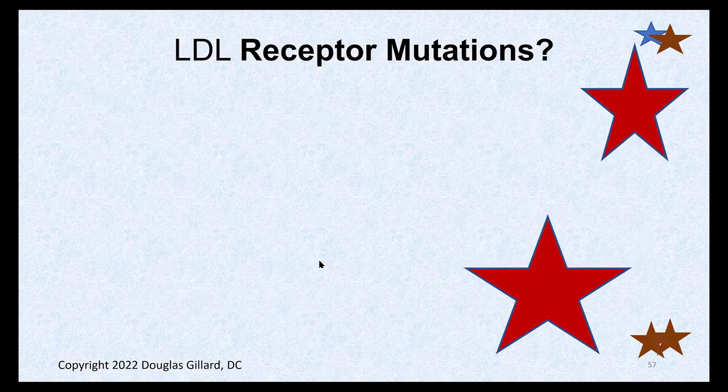What about a mutation? What if there's somebody in this room, there's probably two, three of you in this room right now, who have a slight mutation in the gene that makes these LDL receptors. And what if your LDL receptor isn't the greatest at grabbing LDL? What's your blood chemistry going to look like? How are your LDL levels going to be when you get your blood tested? They're going to be high. What about your cholesterol levels?